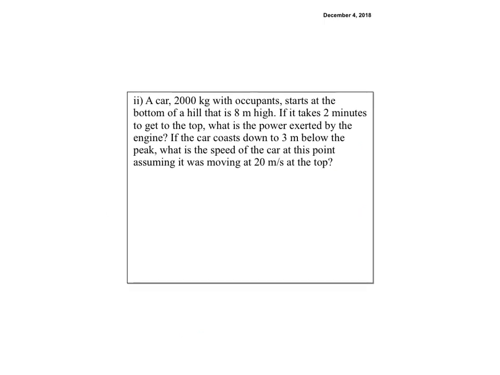A car, 2,000 kilograms with occupants, starts at the bottom of the hill. It sounds like the same car. That is 8 meters high. If it takes 2 minutes to get to the top, what is the power exerted by the engine if the car coasts down to 3 meters below the peak? What is the speed of the car at this point, assuming it moved? It's moving at 20 meters per second at the top.